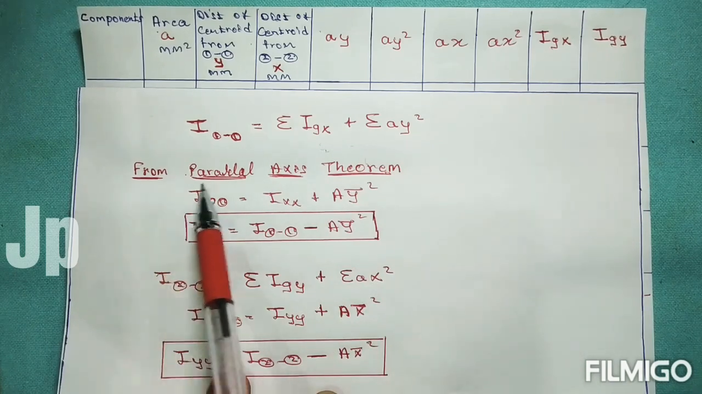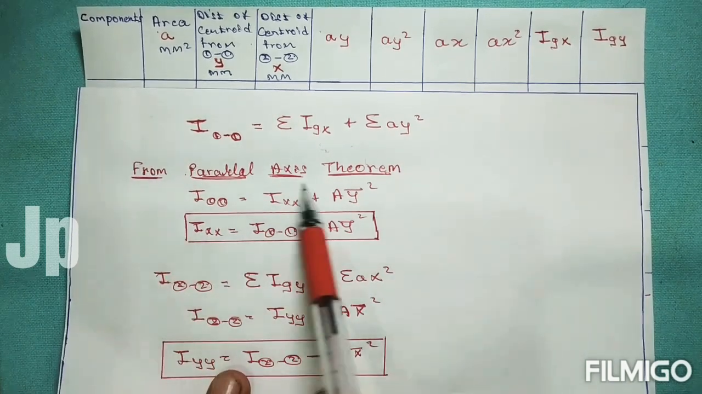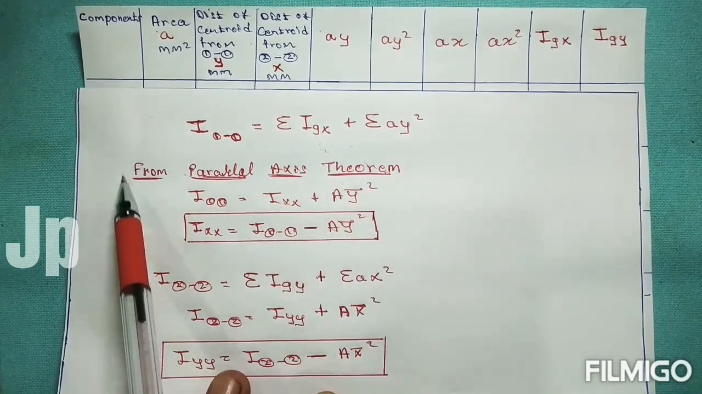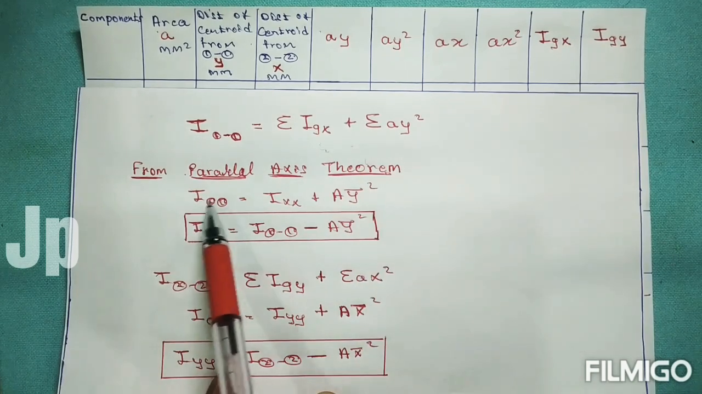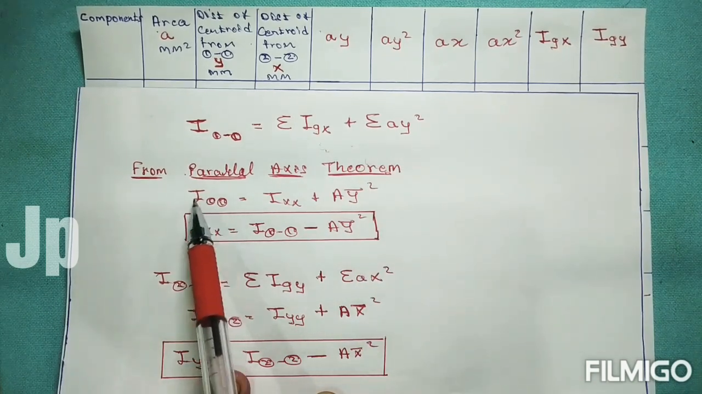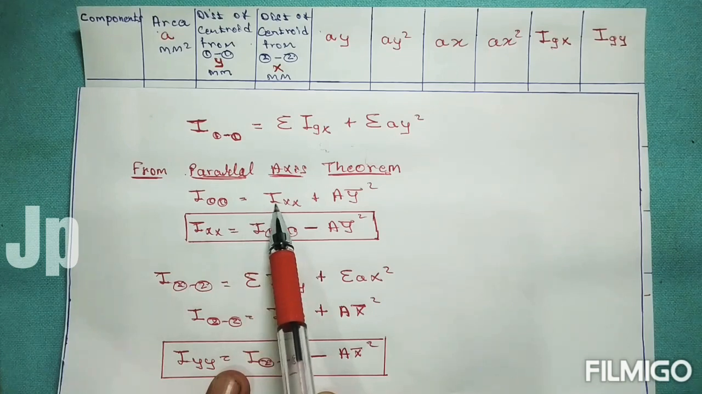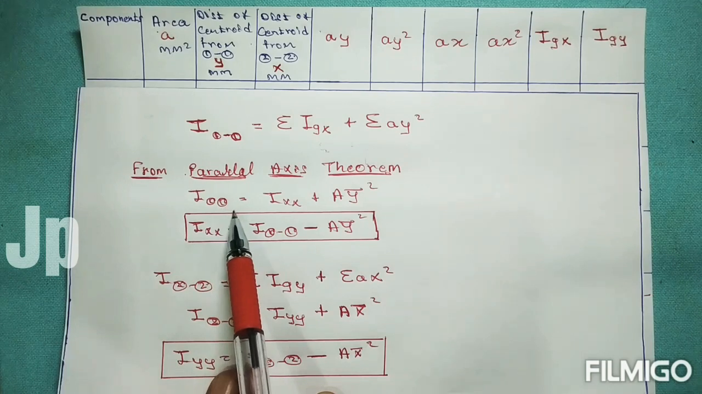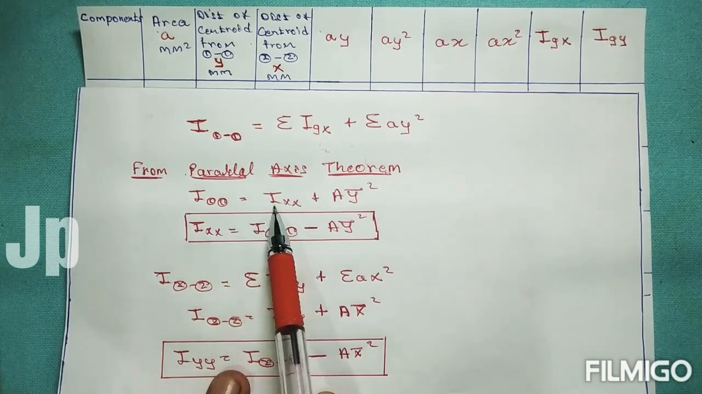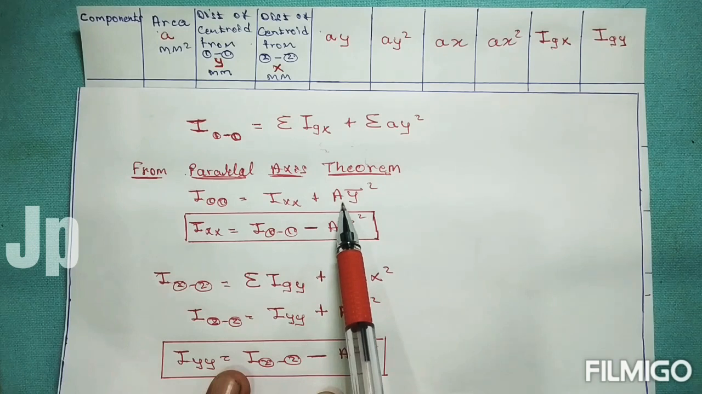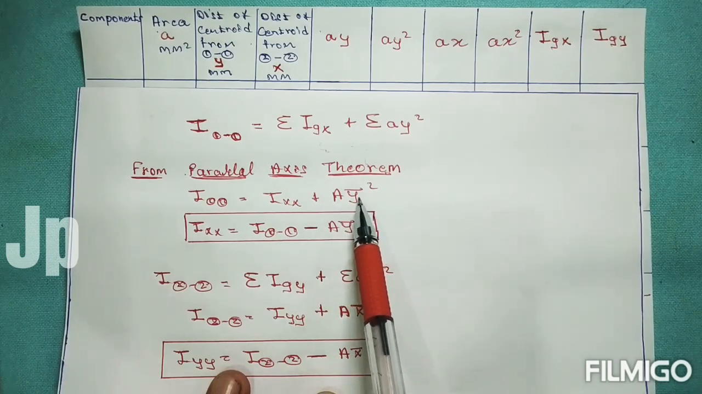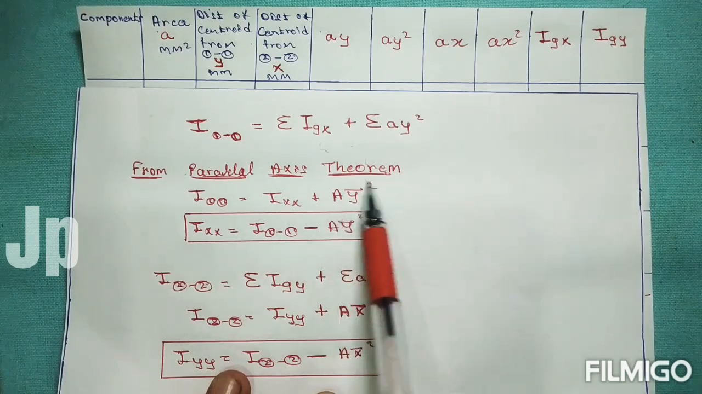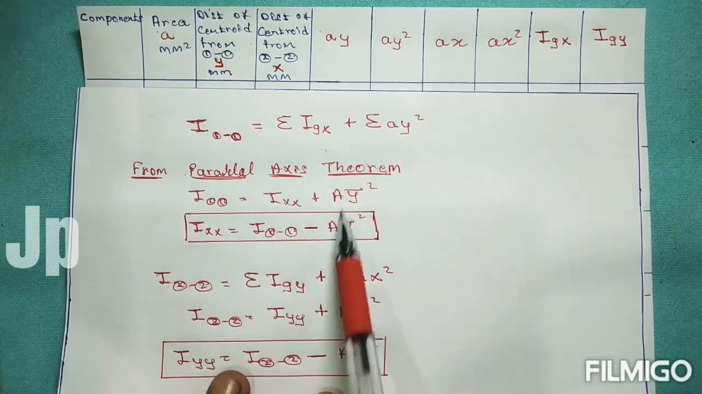For this, the parallel axis theorem is very important. I think you have already studied it. From the parallel axis theorem, you will get this formula: I11 parallel with respect to your reference axis is Ixx plus A y bar square. The moment of inertia with respect to your reference axis is equal to Ixx plus A into the CG distance with respect to the y axis square, the area of the component into y square. With respect to this formula you have to find it.